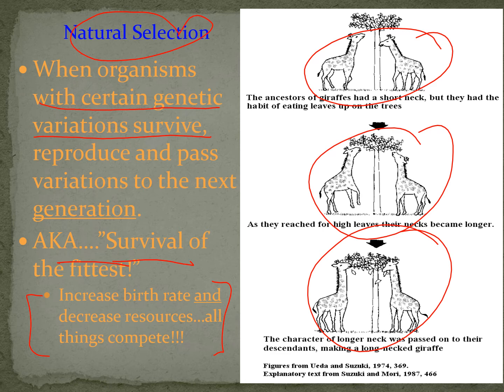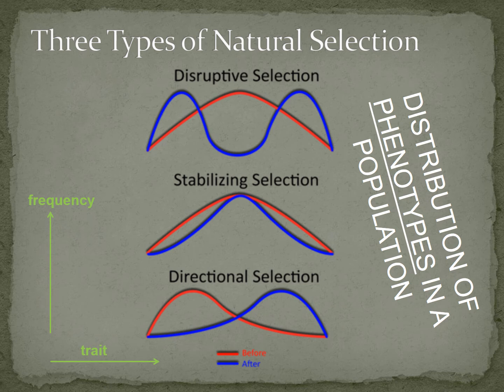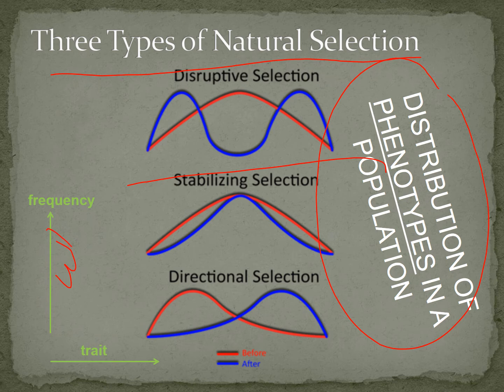But what ends up happening is it doesn't change as an individual, it changes as a population. Okay, and after a while, their necks were long enough for the trees because they kept passing this on. It was population. Now there's three types. You have to know these three types of natural selection. Please remember distribution of phenotypes in the population. This is again the phenotypes. What is phenotypes? What we see physically.